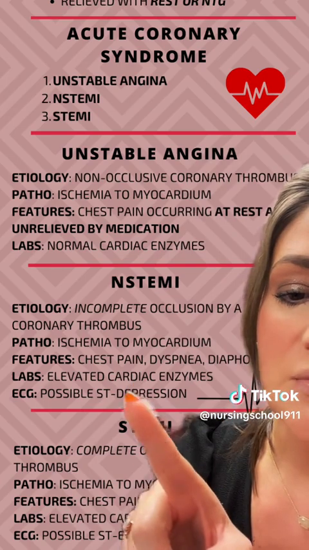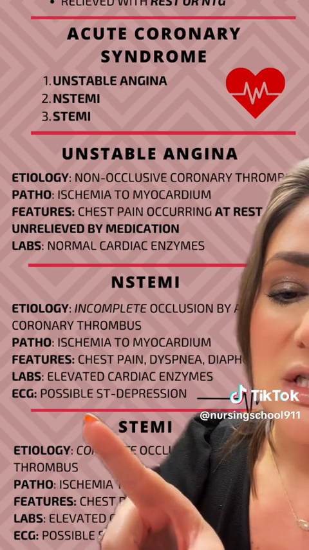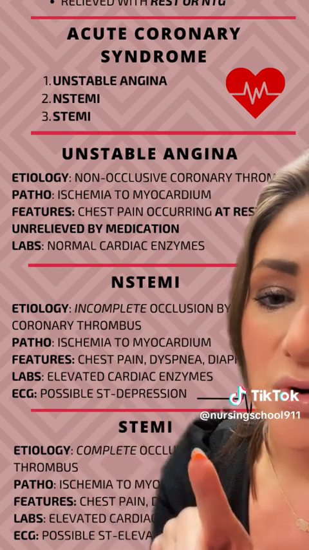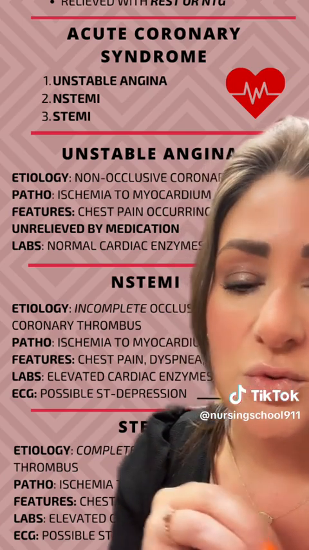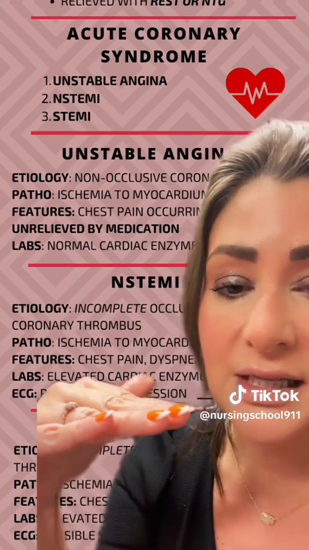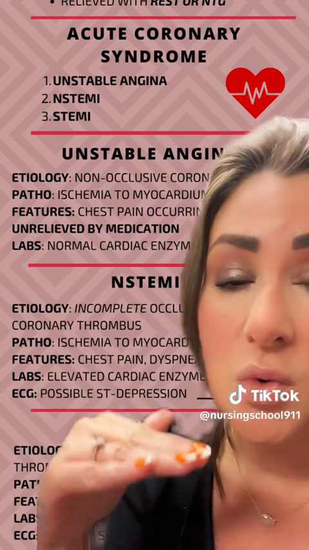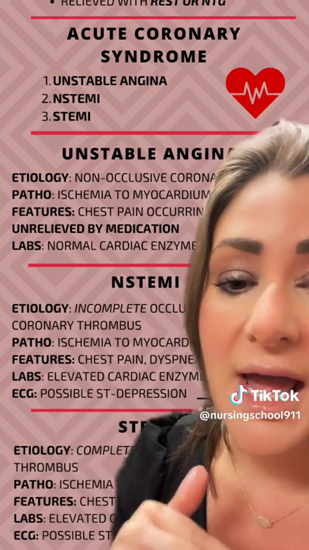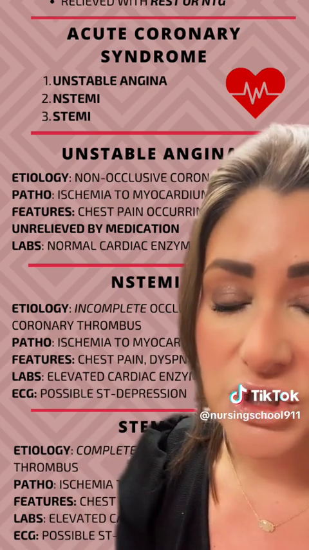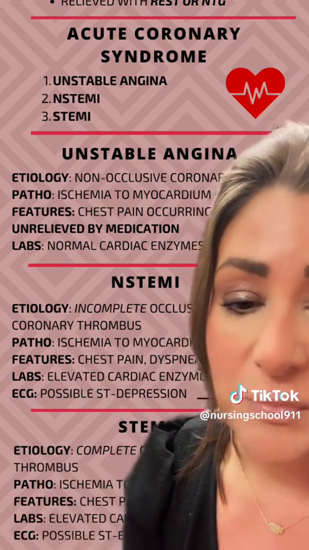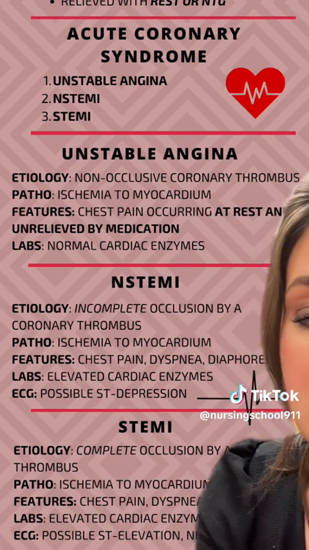But here's what's different. There will be possible ST depression on the EKG, on the ECG. So this is where your ST segment falls a little bit below the isoelectric line, and that indicates ischemia. ST depression indicates ischemia.